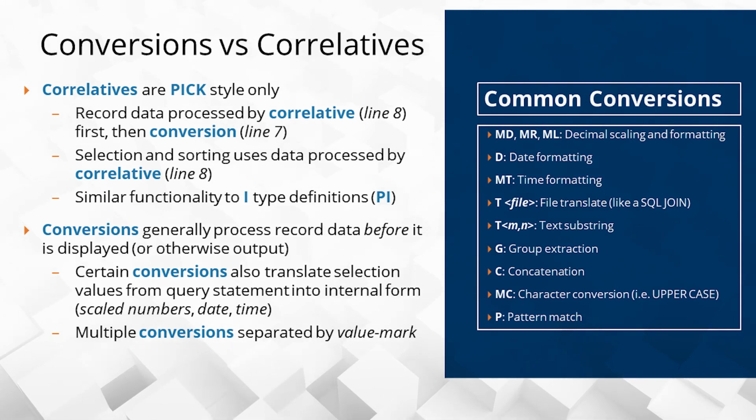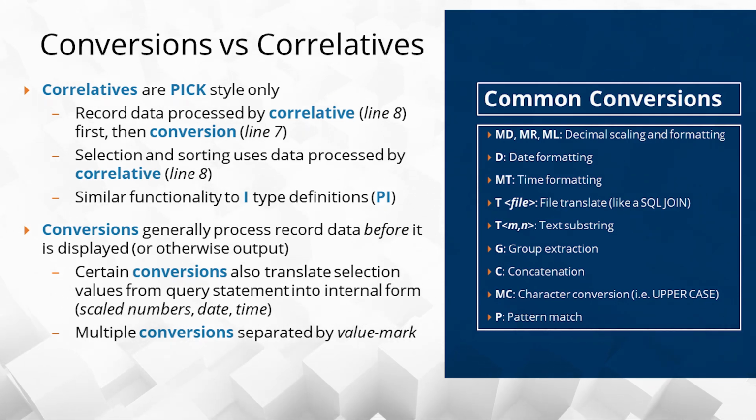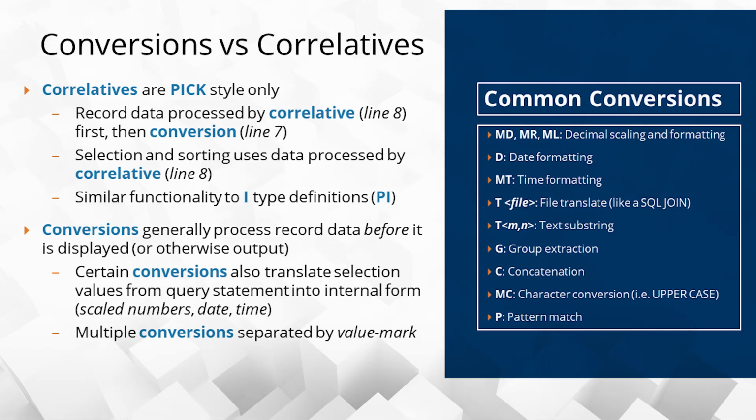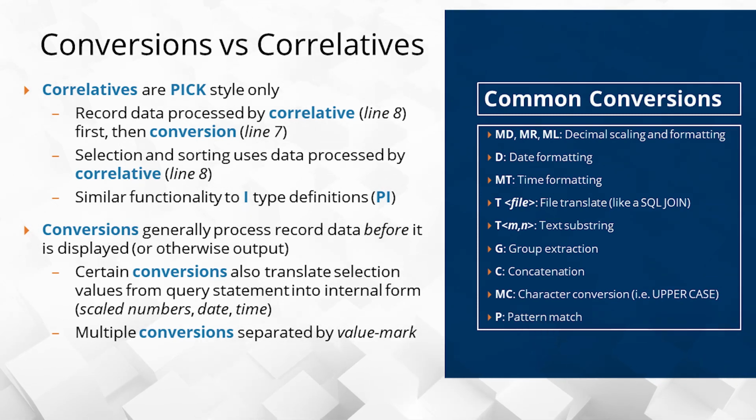Certain conversions actually are used in the processing of the query statement, where a value that you are using for selection criteria, for example, a date like date greater than January 1st, is converted into an internal number and then used in the selection and the sorting process, and then again converted back as a printable date on output. I do have an example of that.